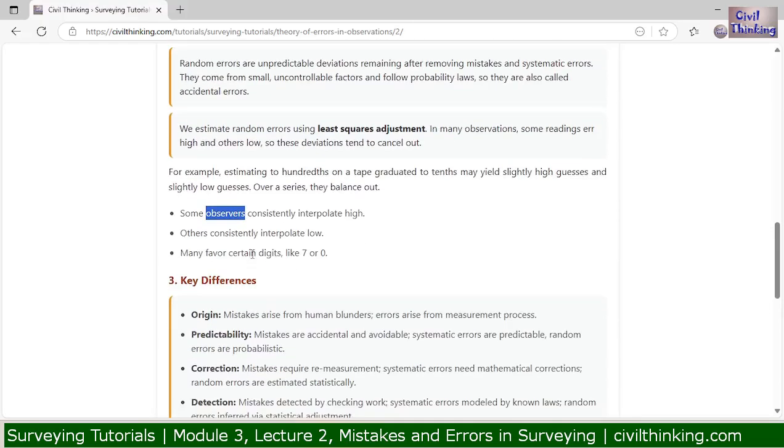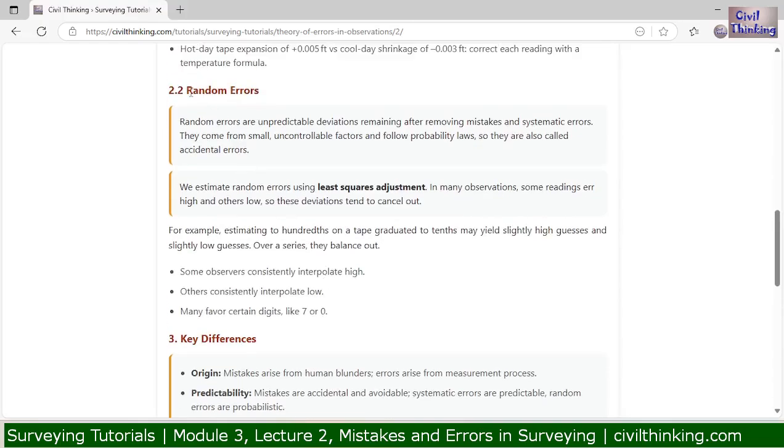But if some person always interpolates higher, he guesses the number higher, so all the numbers will be higher, and then the random error will be more.